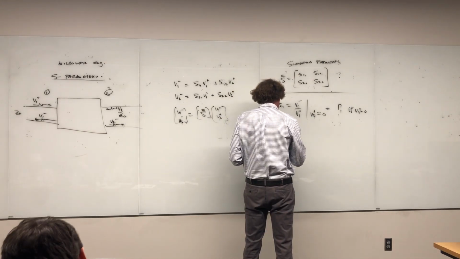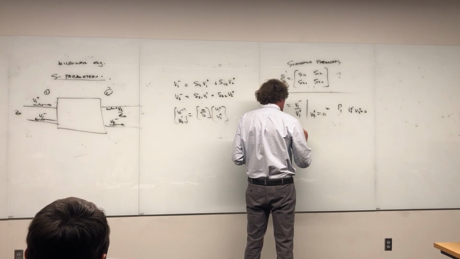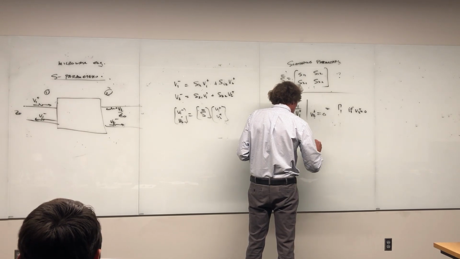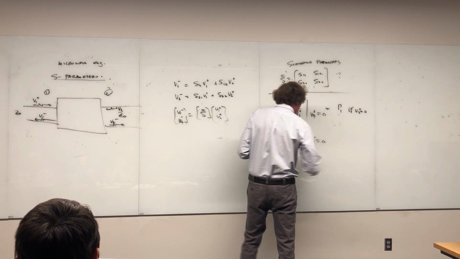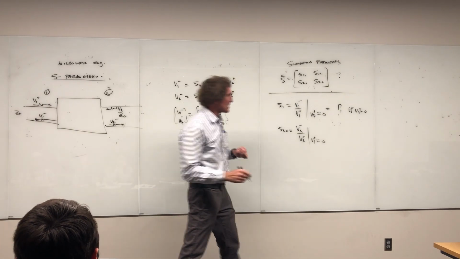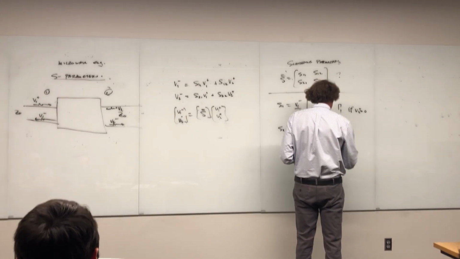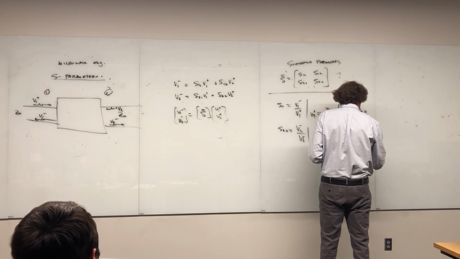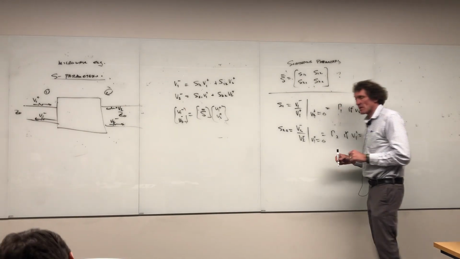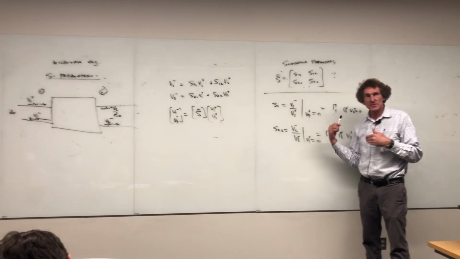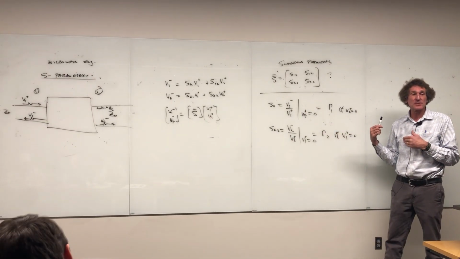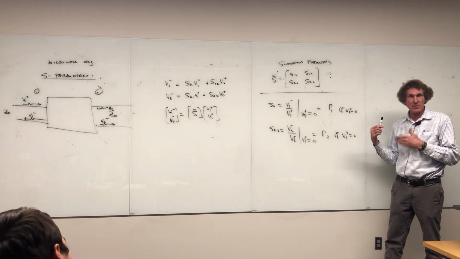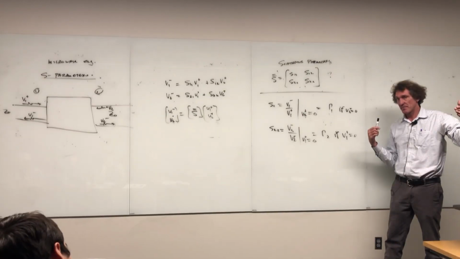When I take a look at S22, it's the same thing. It's V2 minus over V2 plus, provided V1 plus is 0. And that's just like the reflection coefficient on port 2 if V1 plus equals 0. So I'm trying to make you draw parallels to stuff you already know. Reflection coefficients are things you understand, right?